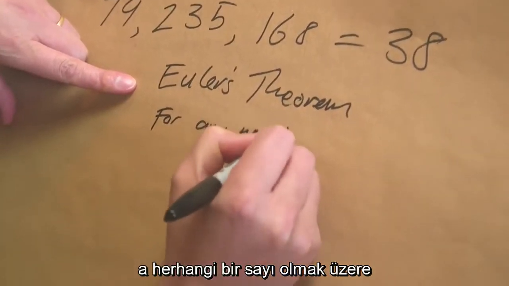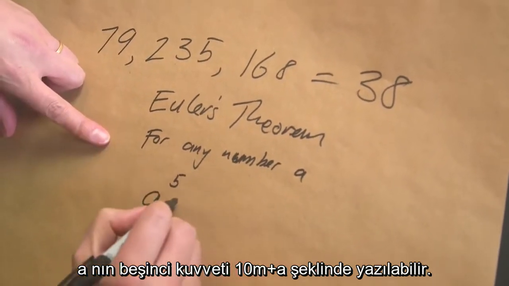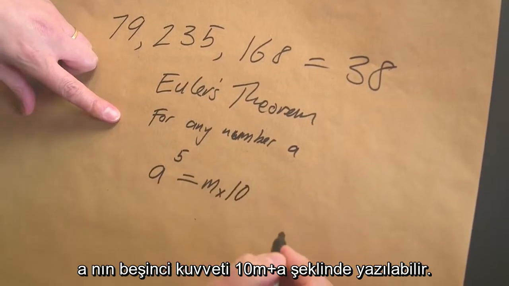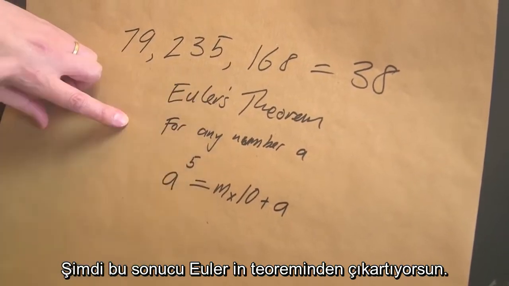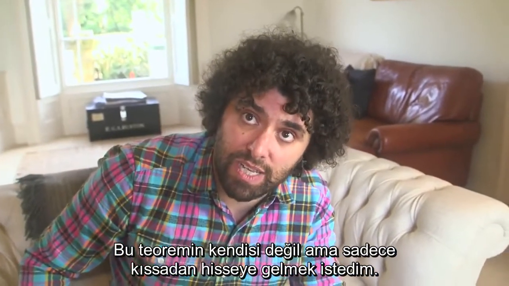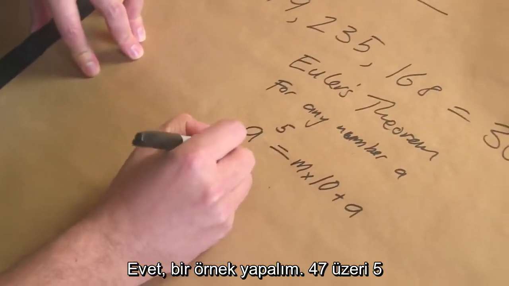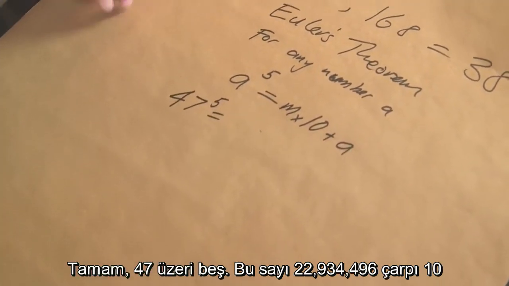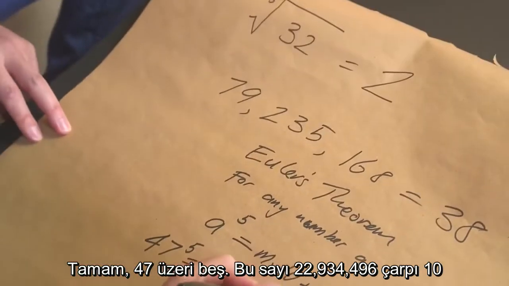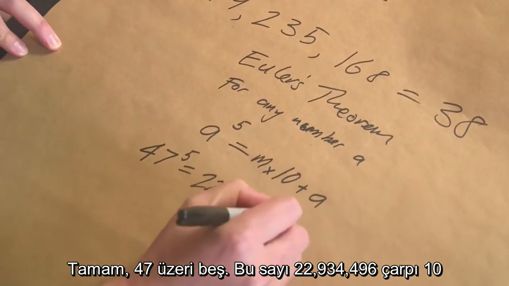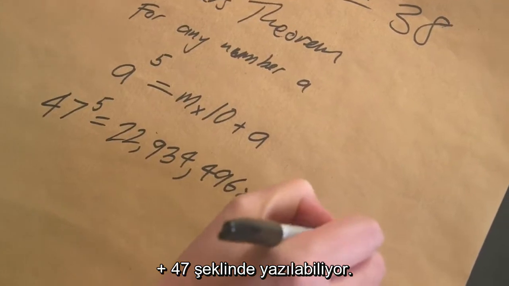For any number, a raised to the 5th power is equal to some multiple of 10 plus your original number, a. So you can get that from Euler's theorem. Now that's not the theorem itself, but I just want to cut to the chase here. So let's actually do an example. So let's do 47 to the 5th power. Okay, so 47 to the 5th power, actually, we can write it as 22,934,496 times 10 plus 47.